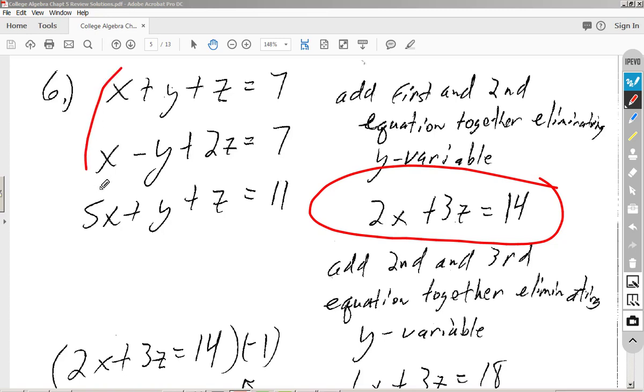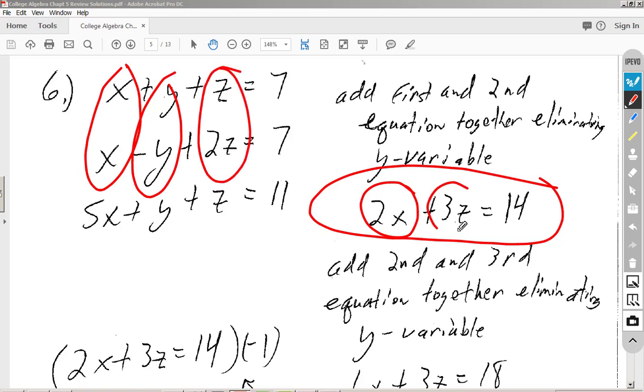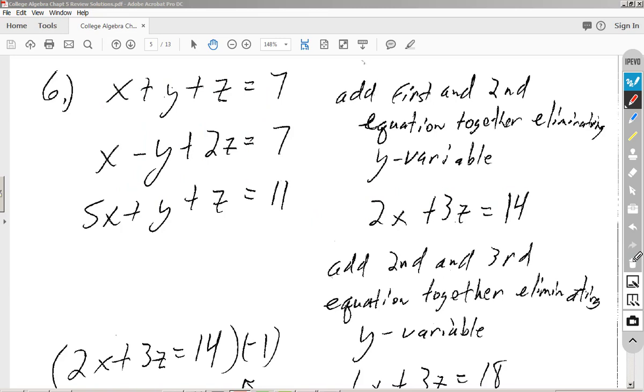So when I take x plus x, I'm going to get 2x. I've got y and negative y is 0. I've got z plus 2z is going to give me 3z. And 7 plus 7 is going to give me my 14. So I've added the first and second equation together, eliminating the y variable.